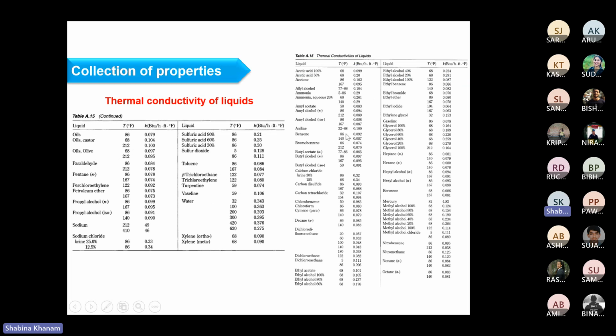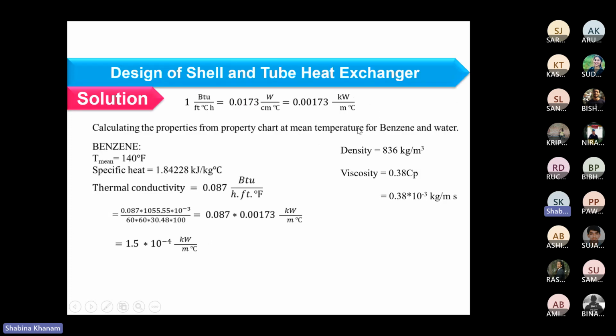Here it is given at 86 degree Fahrenheit, and when 140 degree Fahrenheit. So 0.087 BTU per hour foot degree Fahrenheit. That value you need to collect from the table which we just have discussed, and then you need to use this conversion to bring it to the desirable unit. Okay, so that should be like 1.5 into 10 to the minus 4 kilowatt per meter degree Celsius. So that is the thermal conductivity of benzene.